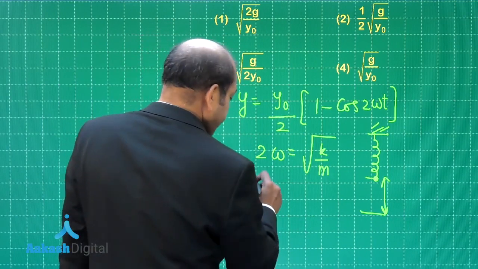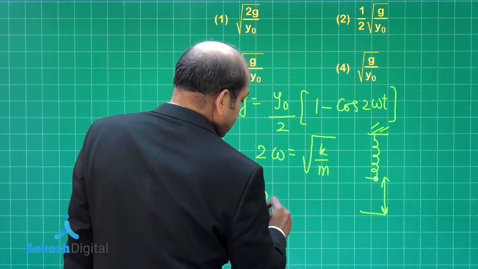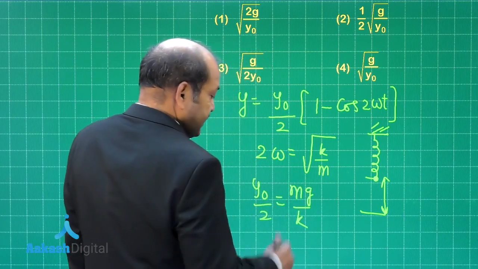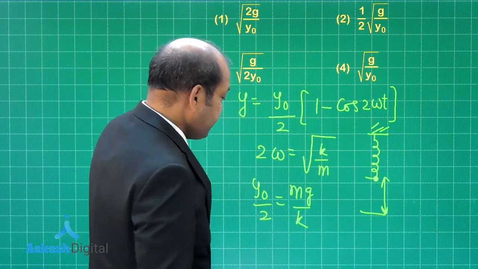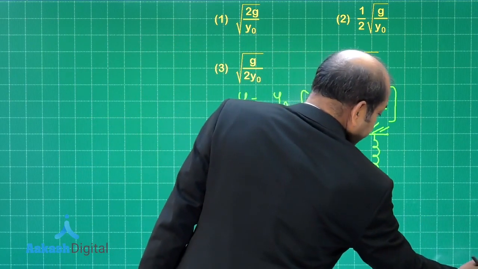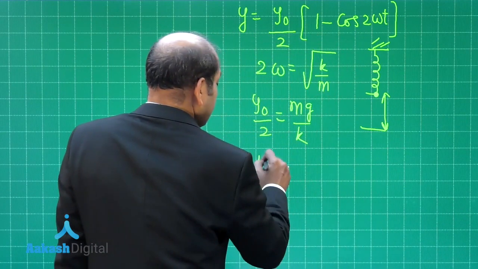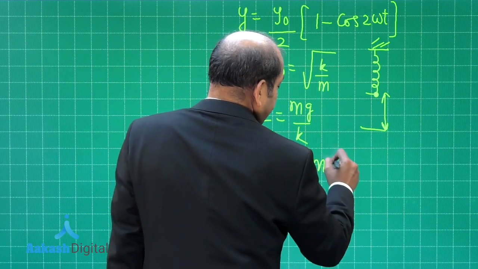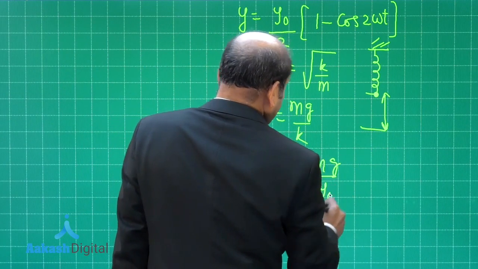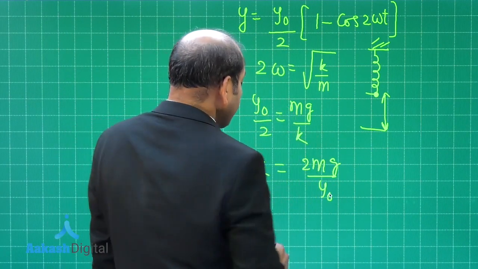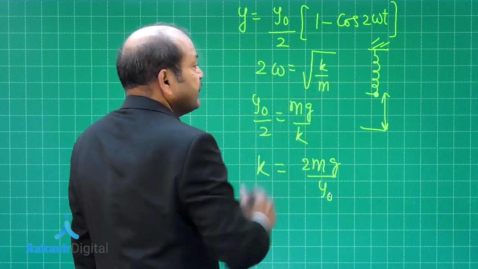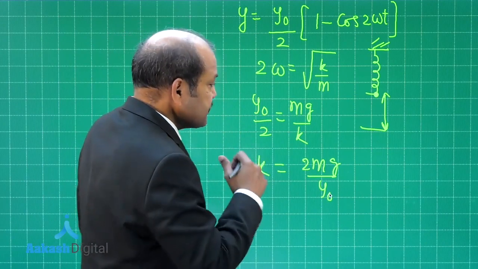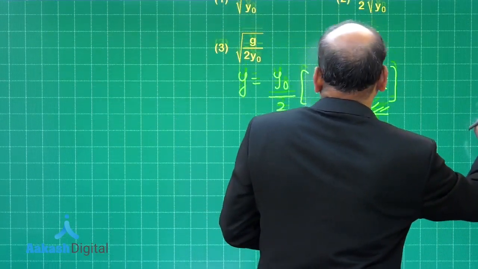So, that means we can put y naught by 2 is equal to mg divided by k, and this helps us replace the value of k. We can put the value of k from this, and it comes out as 2 mg divided by y naught. Let us now substitute this value of k in the expression, and then we have the value of omega in terms of g and y naught.